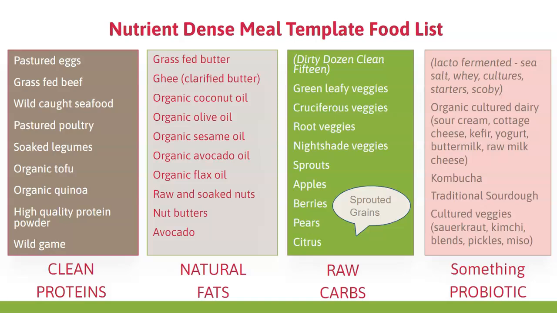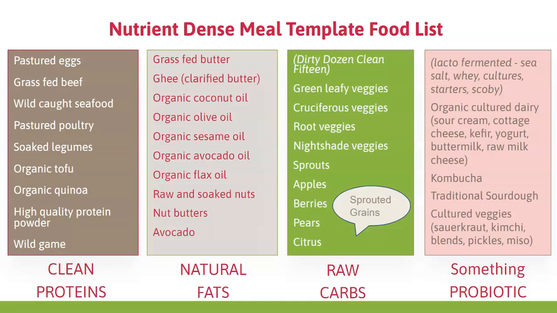Clean 15 Dirty Dozen is a list online with highly sprayed, highly fertilized fruits and vegetables, and rates the dirtiest ones. So try to buy those organic. And the Clean 15 list is ones that aren't as heavily sprayed, so it's not as significant of an impact to buy organic if you wanted to save money or try to prioritize. That's a great resource. But green leafy vegetables, nightshades, peppers, tomatoes, eggplant, sprouts are really good, sprouted grains, berries, pears, citrus. Those are all very low glycemic options for carbohydrate plant-based foods.